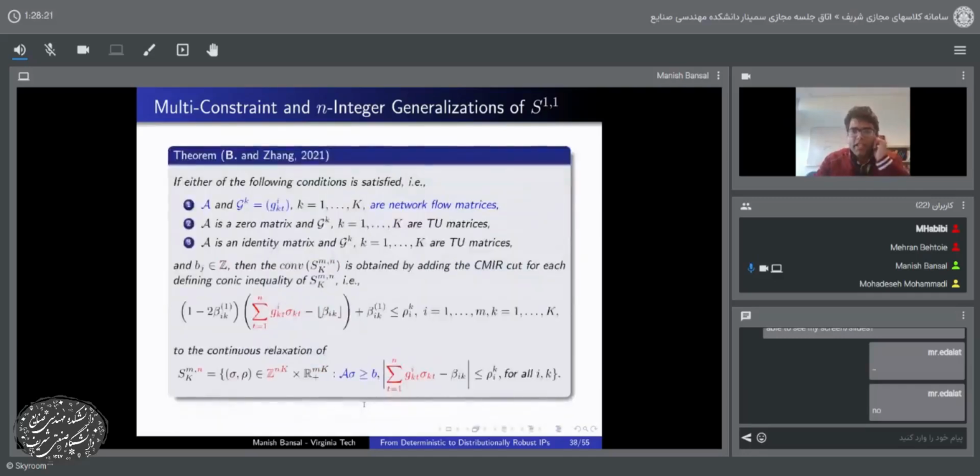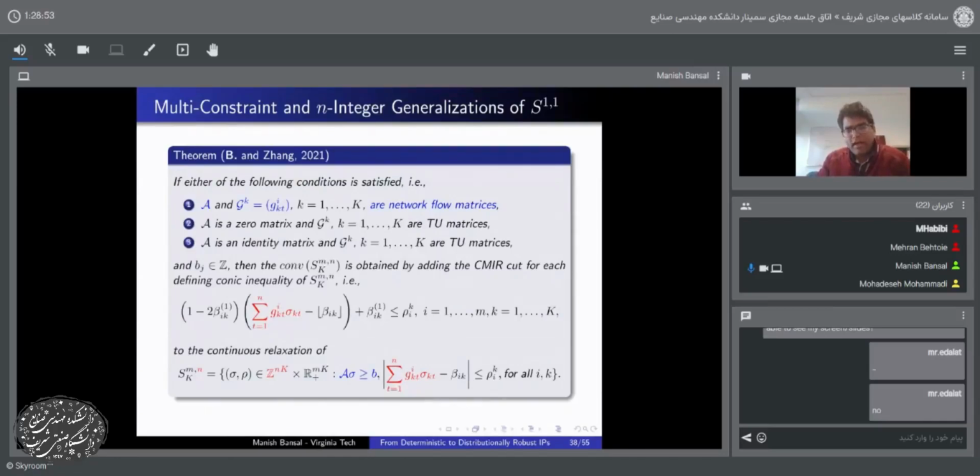Okay, so with that idea, we started to derive some conditions on this matrix A and GK, which is kind of the matrix or the coefficients of the integer variables, and observe, or prove, that under these conditions, if we add these MIR inequalities to the continuous relaxation of the set SMNK, we can obtain the convex hull of the set.